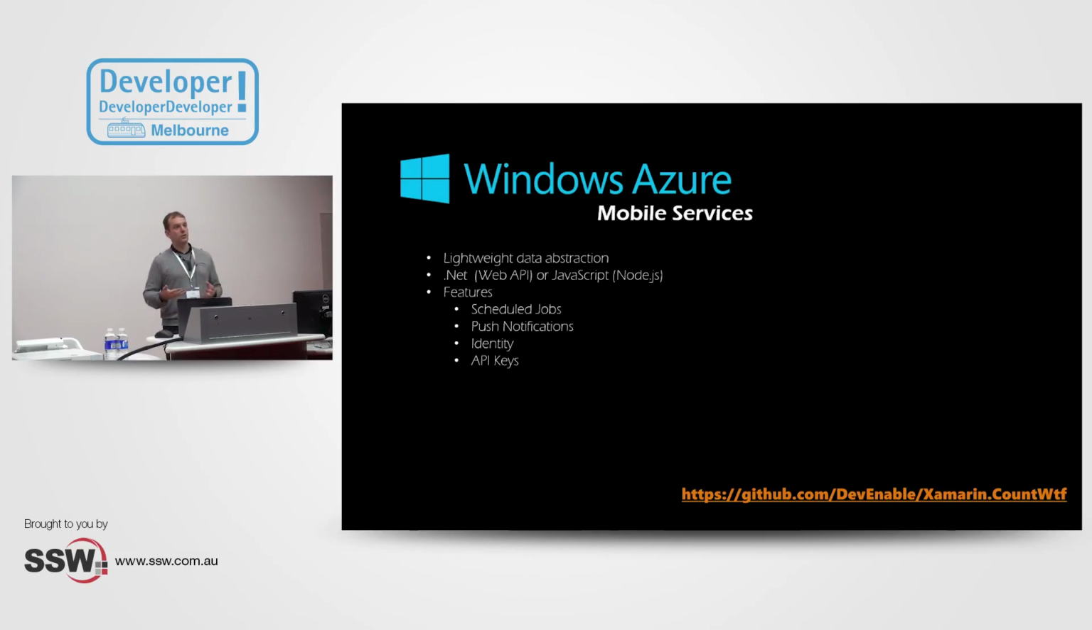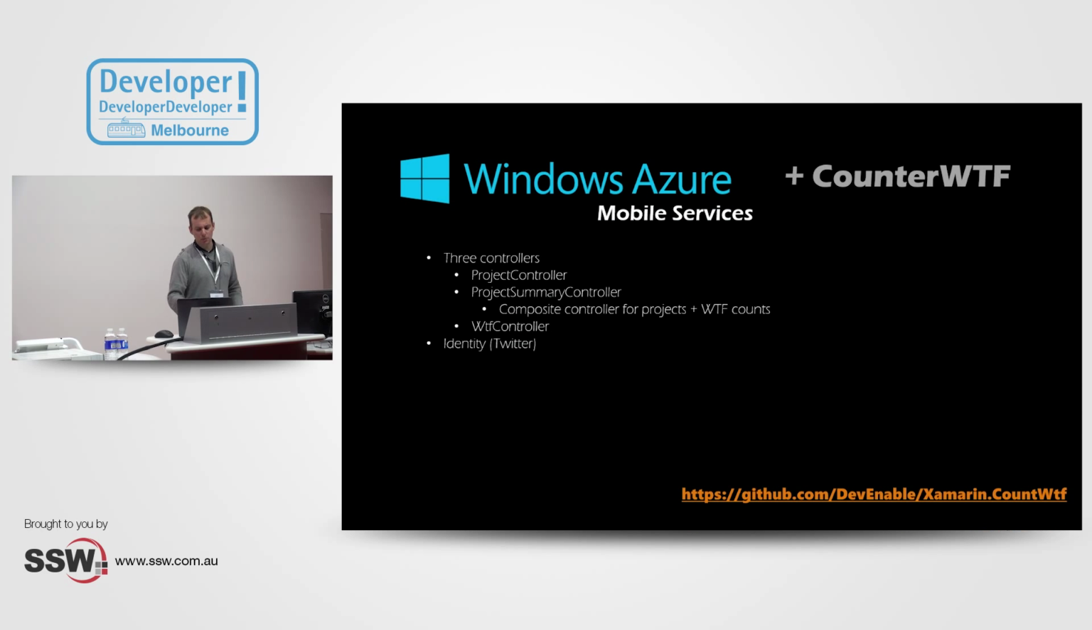In terms of the features it offers over, say, a normal service, you've got scheduled jobs, push notifications, identity, and stuff around API keys that you do not need to write yourself. It's already all baked in for you. In terms of how my demo app works, I'm using the identity, so I'm using Twitter for that. And then I've got three controllers: a simple project controller, a simple WTF controller, and then a sort of composite controller which tracks some accounts and some of the summaries for me.